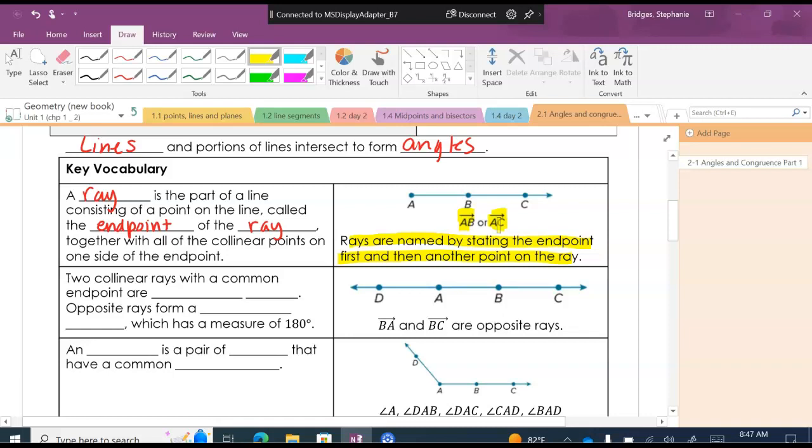Two collinear rays with a common endpoint are what we call opposite rays. Okay, opposite rays.